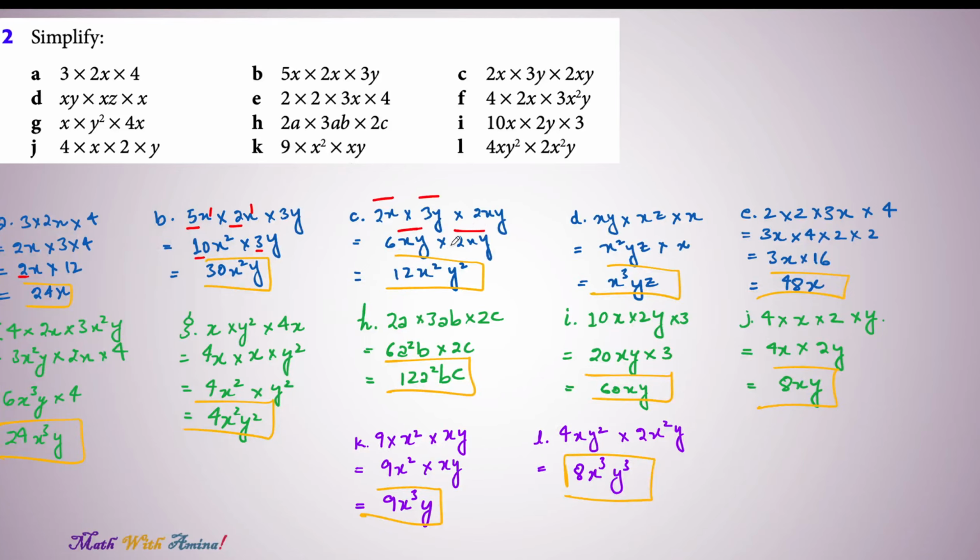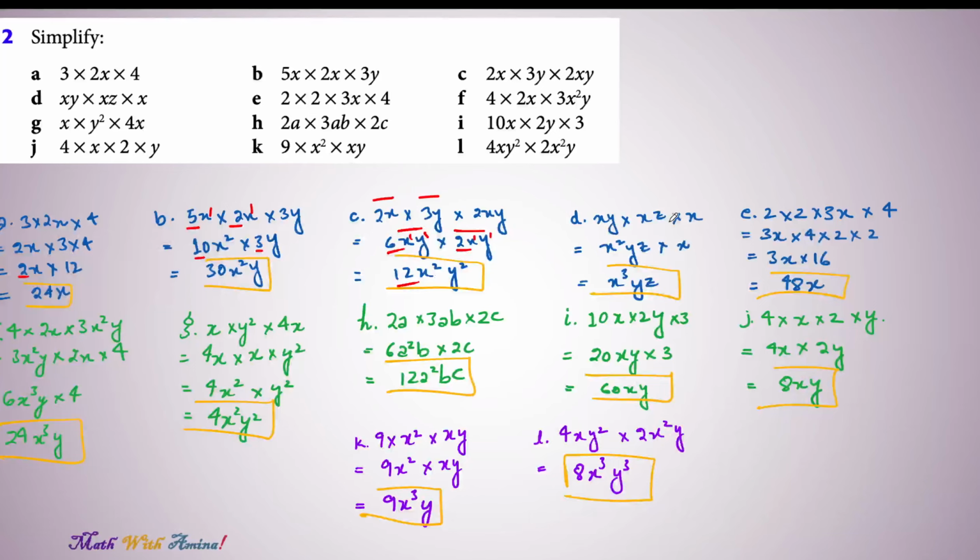So 6xy multiplied by 2xy, 6 multiplied by 2 is equal to 12. x multiplied by x. The variables are the same, so their powers will be added. 1 plus 1 is equal to 2, so it will become x squared. Again, y is the variable that appears not only in this term but in this term as well, so their powers will be added. 1 plus 1 is equal to 2. This way the final simplified expression would be 12x squared y squared.